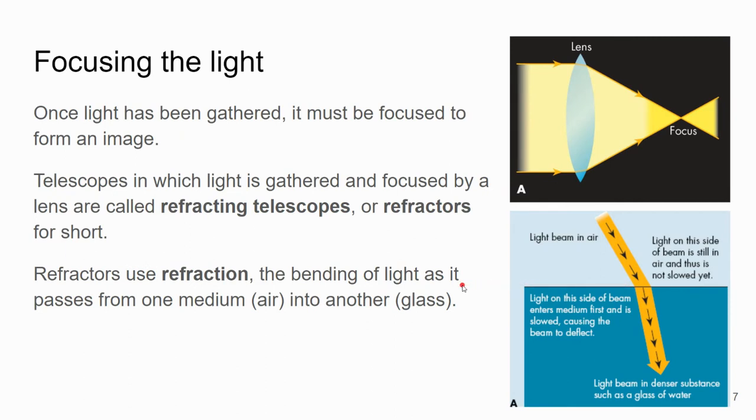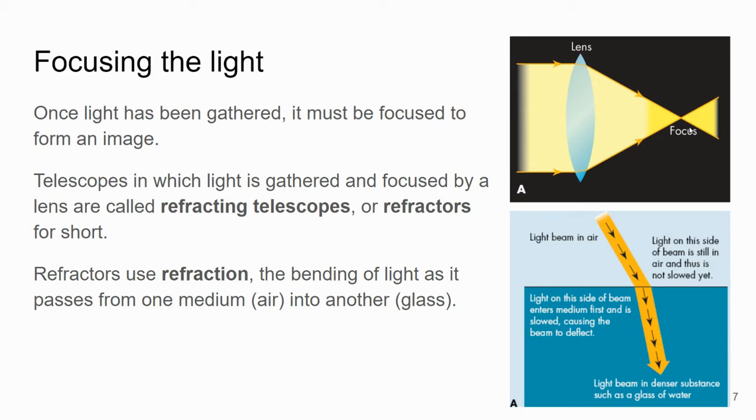Once the light has been gathered, it must be focused to form an image. You can focus it with a lens. That's one way to do it. Light beams coming in here get focused down here. You can make an image this way. Telescopes in which the light is gathered and focused by a lens are called refracting telescopes, or refractors for short, because refraction is the optical phenomenon that makes this work.